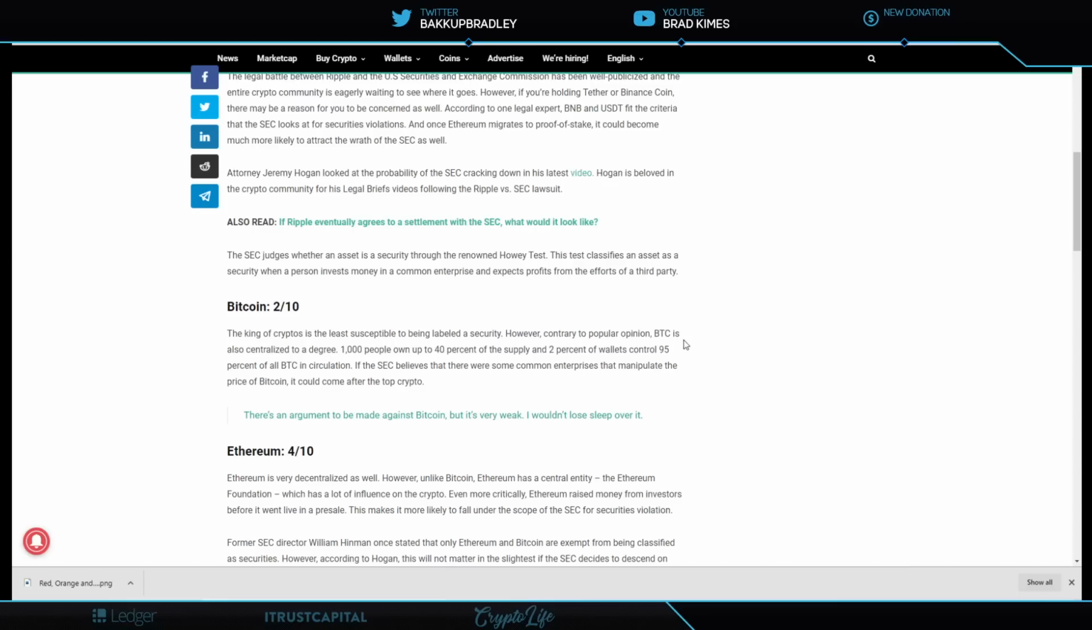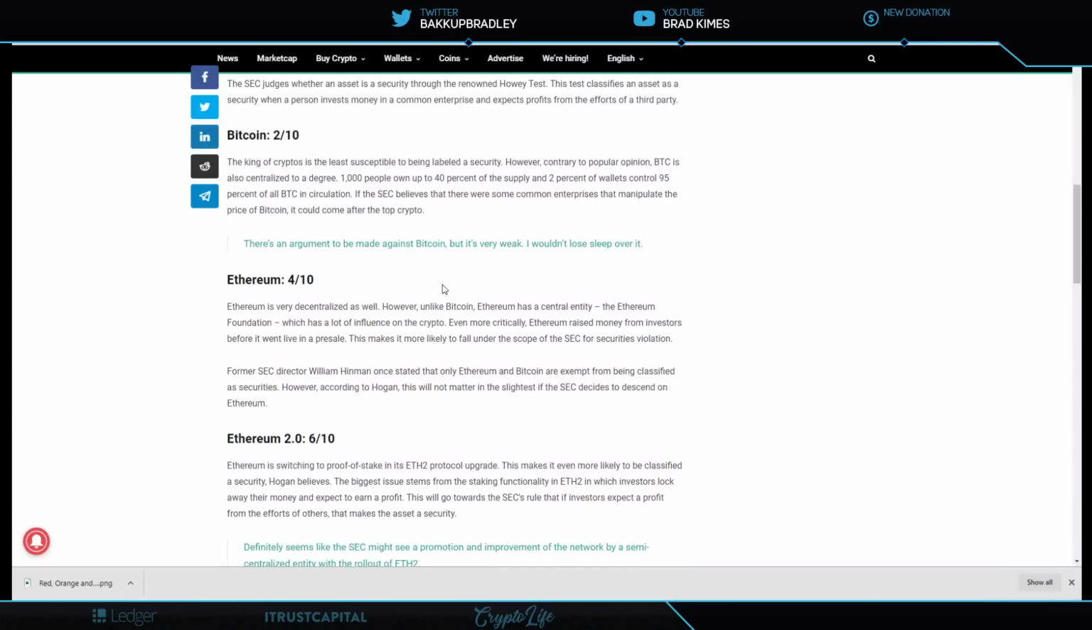However, contrary to popular opinion, Bitcoin is also decentralized to a degree. 1,000 people own up to 40% of the supply and 2% of the wallets control 95% of the Bitcoin circulation. If the SEC believes that there was some common enterprise that manipulated the price of Bitcoin, it could come after that top crypto as well.